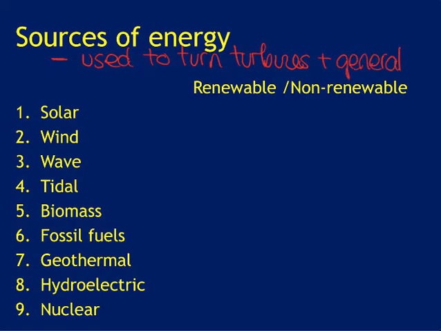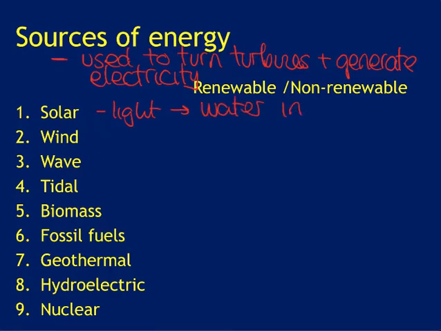Now, obviously not exclusively, but that is mainly what we do, because electricity is ridiculously useful in terms of what we can do with it. So these sources of energy are the ones that we've gone through. Solar is light energy, and the light would heat water, and the water turns into steam. It's the steam that is going to do the turning, and once you have that, you can turn your turbines and generate electricity.